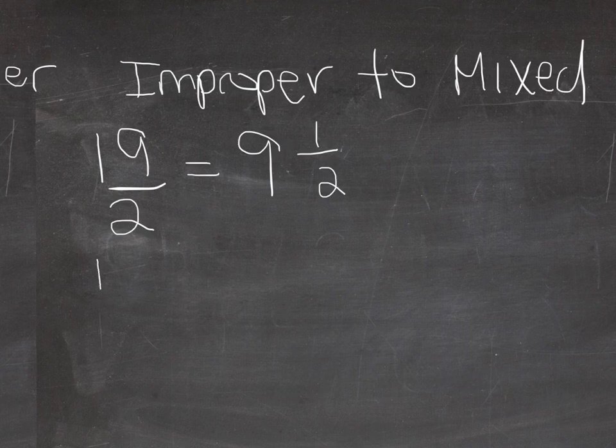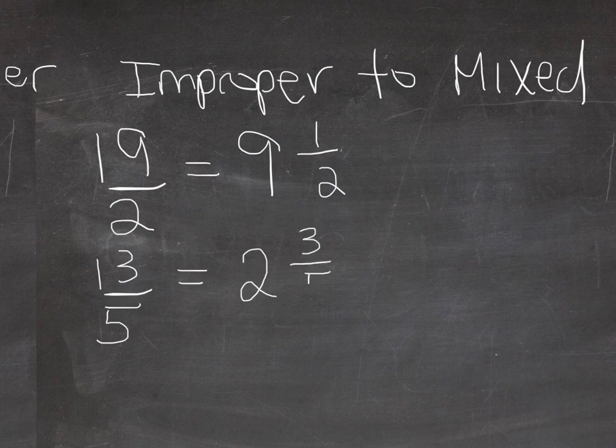Okay, looking at another example, if I have 13/5. Again, how many groups of 5 can I remove out of 13? Well, 2 groups of 5 would be 10. That's as close as I can get. So I can take 2 full groups of 5 out of 13. 2 times 5 is 10, so I took 10 away from 13. I have 3 left over out of 5. And if you want to check and go backwards, you can convert the mixed number to the improper fraction. So 2 times 5 would give me 10, plus 3 is 13, 13 out of 5.